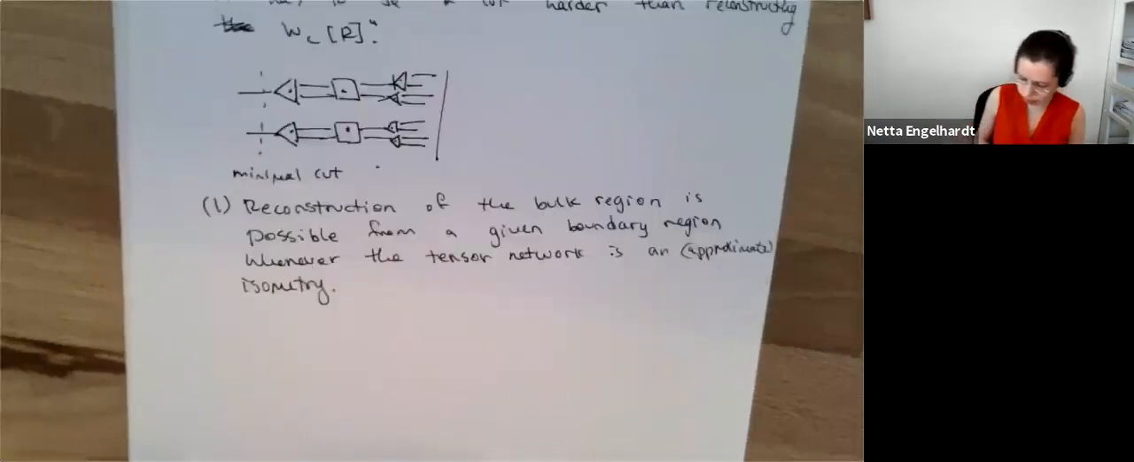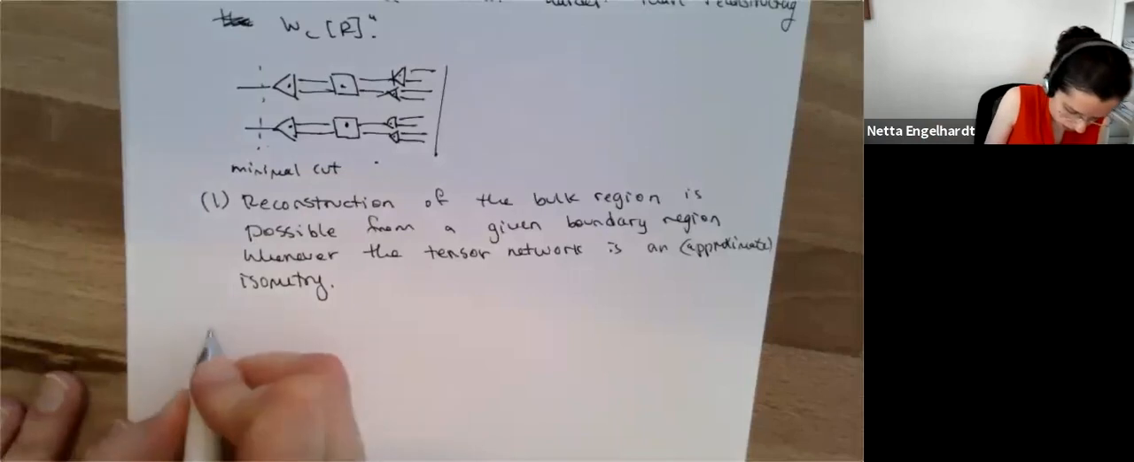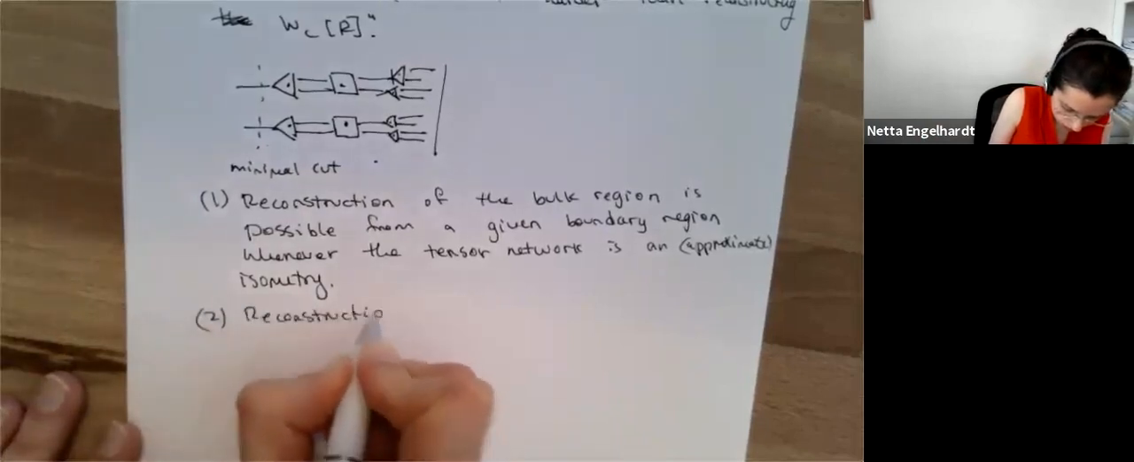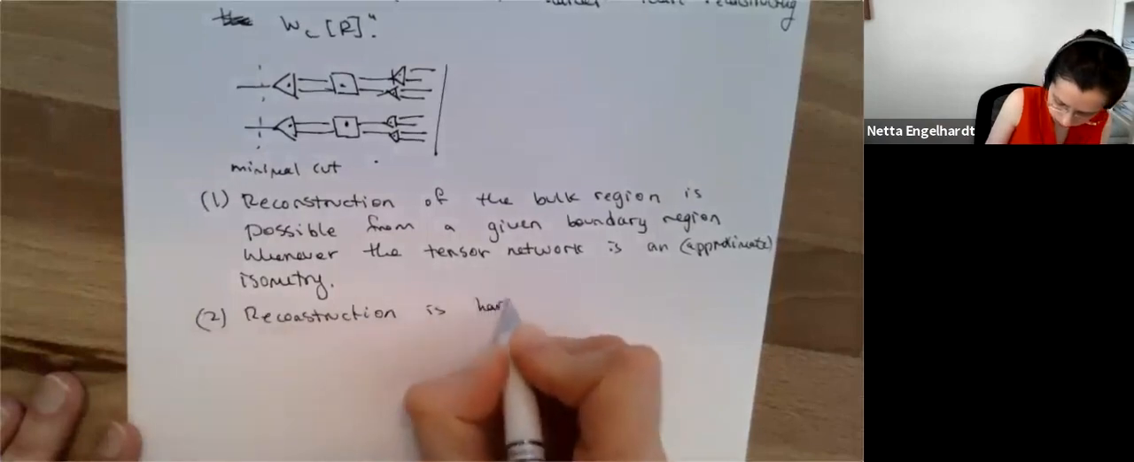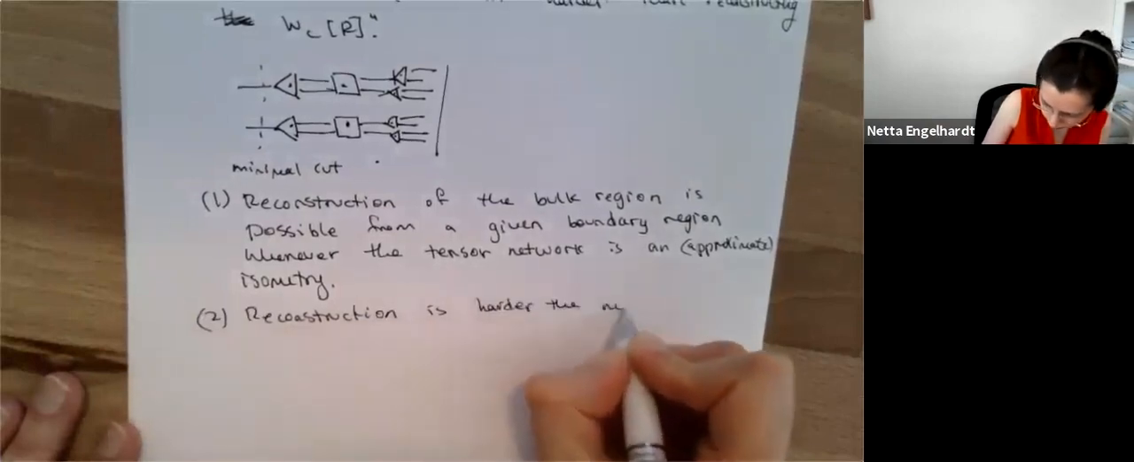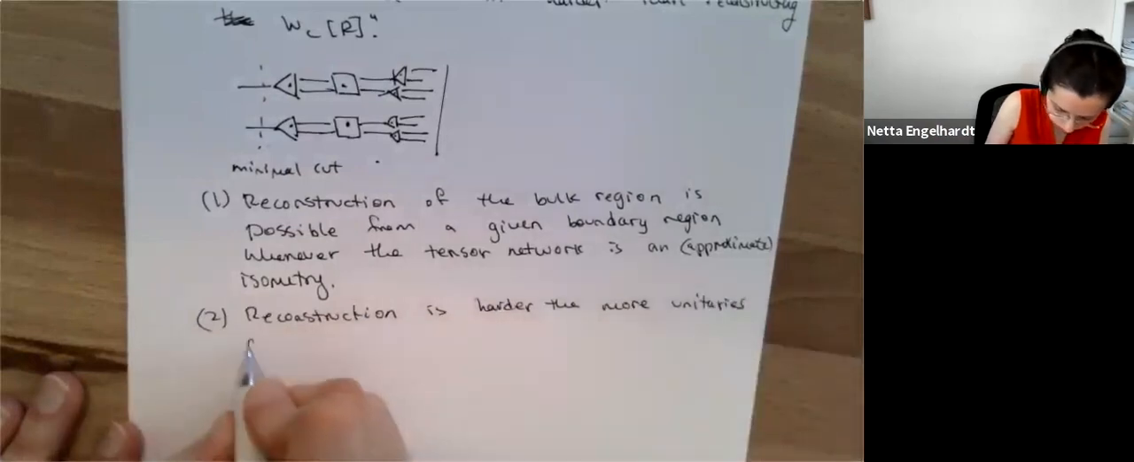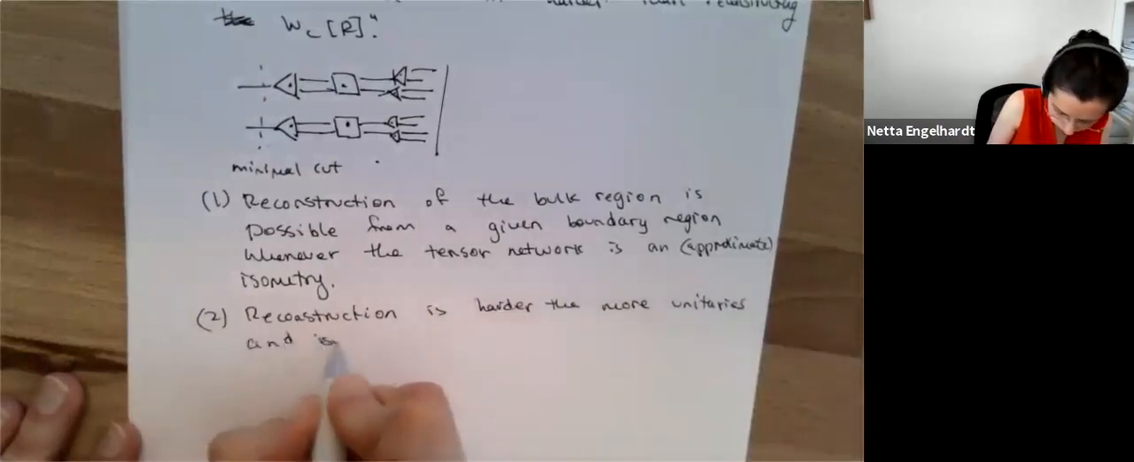So two, reconstruction is harder the more unitaries and isometries you have; the more complex it is.